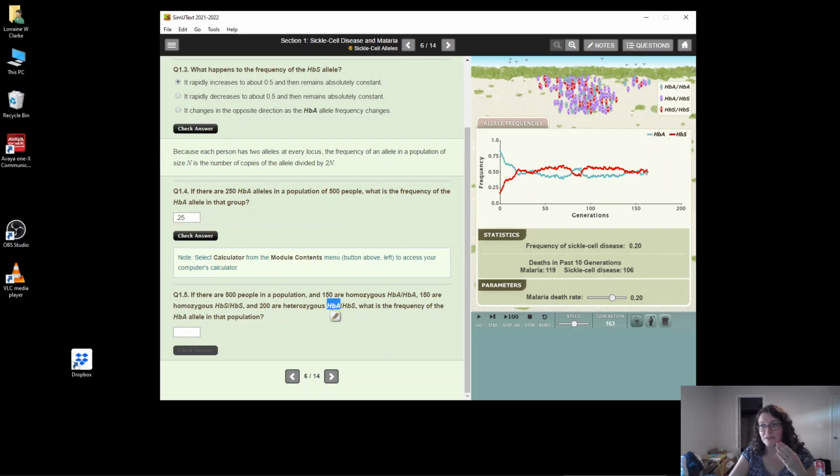Basically, there's as many alleles as there are a number of people, okay? 500 total. It's going to be a 0.5 situation, right? But that does make sense. Build it out, okay? It's going to tell you whether you're wrong and show you how to build it.